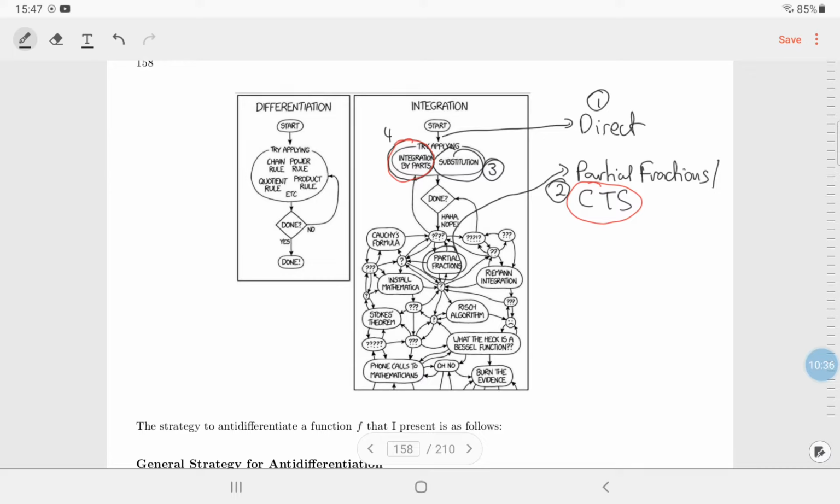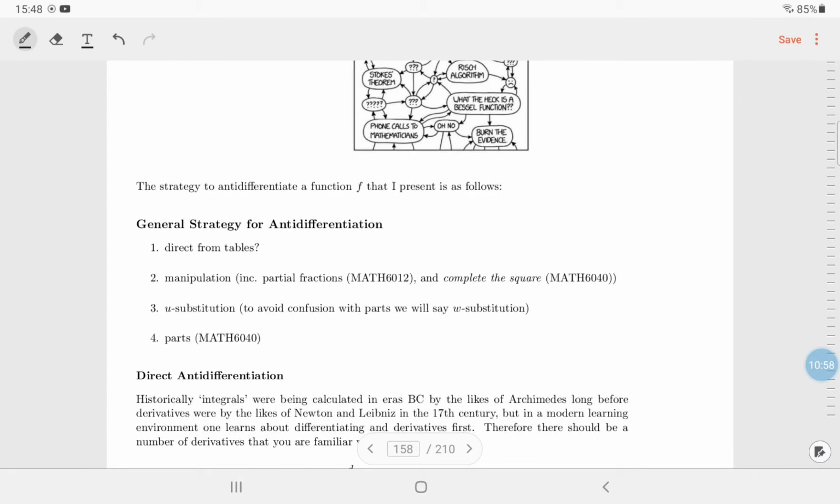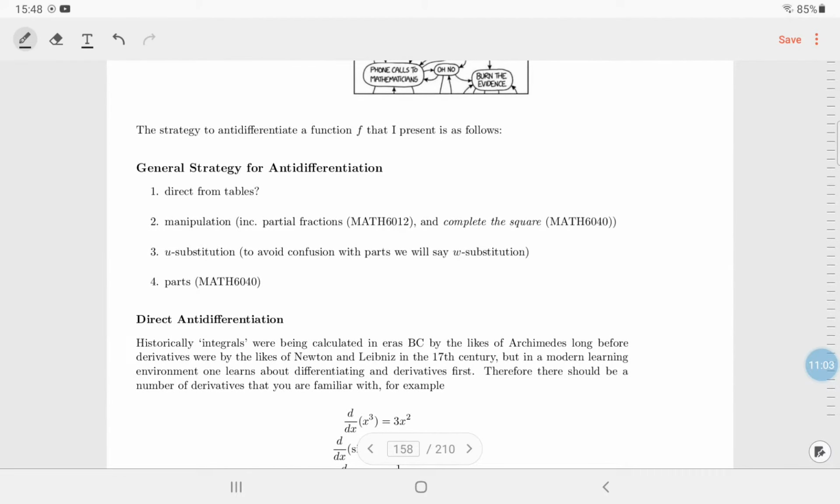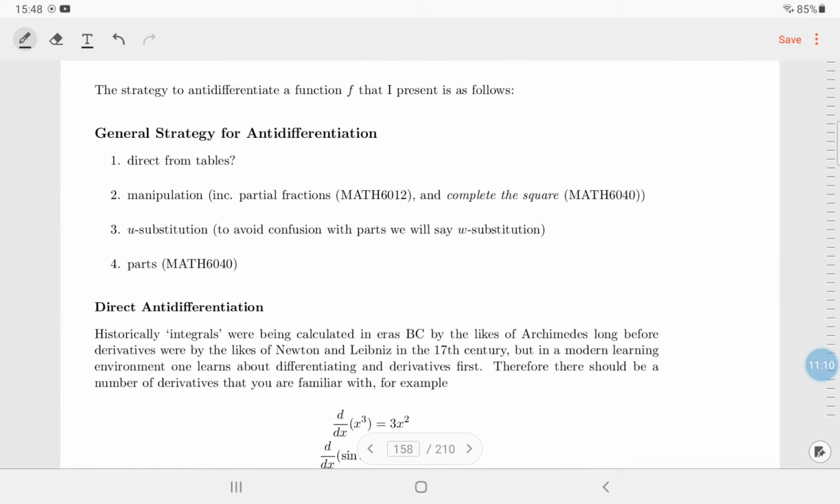So here we see that basically integration is harder. I'm going to do the 4-step strategy, but you can in fact do way more. Even looking at Cauchy's formula, I'd probably have a stab at it, whereas differentiation is very, very easy. So this is the strategy that we're going to look at. You've got something you want to integrate, so you need to antidifferentiate it. The first thing is, can you do it from the tables directly? We'll describe what that means.